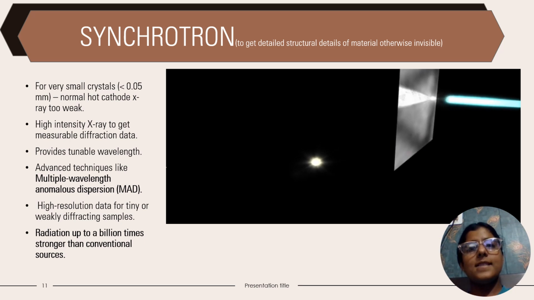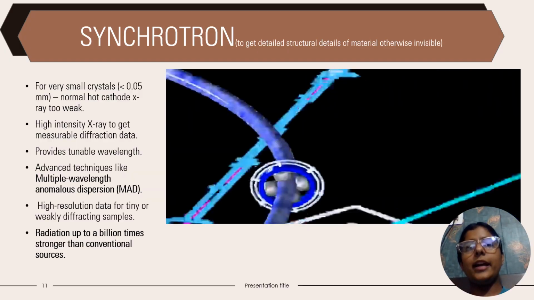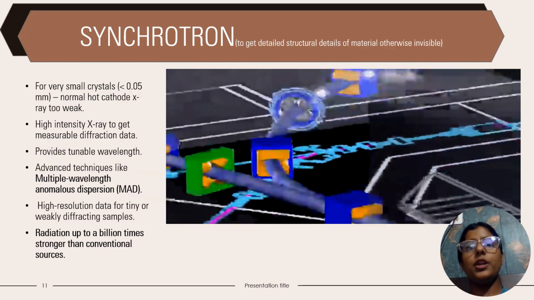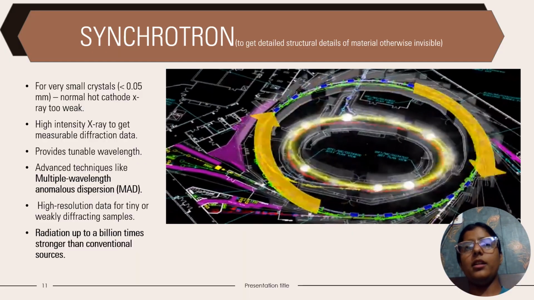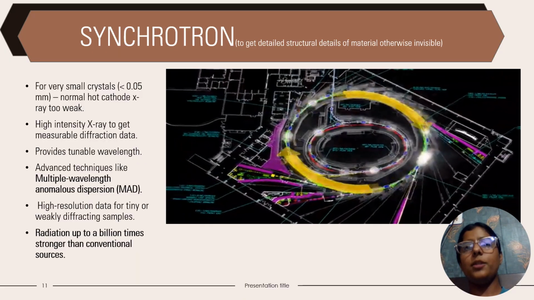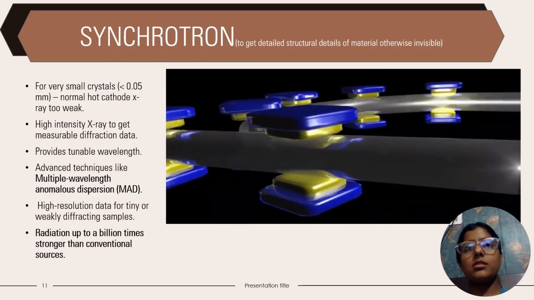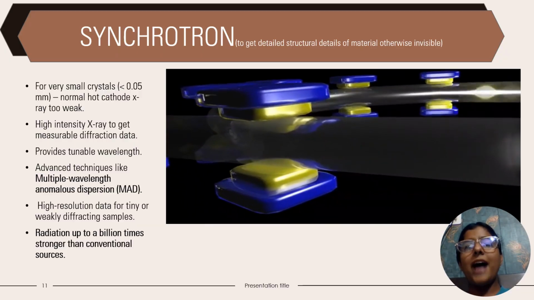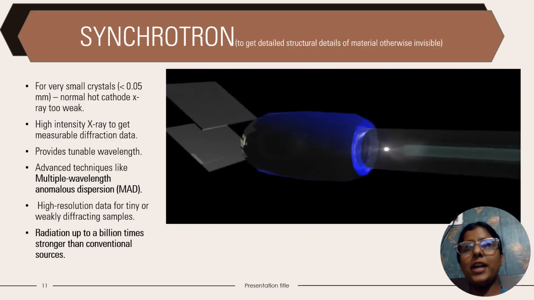So, in this animation, you can see how the gun here fires bunches of electrons through the steel tubes and it comes into the booster ring, traveling in a circular path. Microwave energy is then used to accelerate the electrons up to nearly the speed of light. The electron beam is then injected into the storage ring. When the path of these high-speed electrons is deflected by magnets, X-ray is generated. You can see this white dot is X-ray radiation.